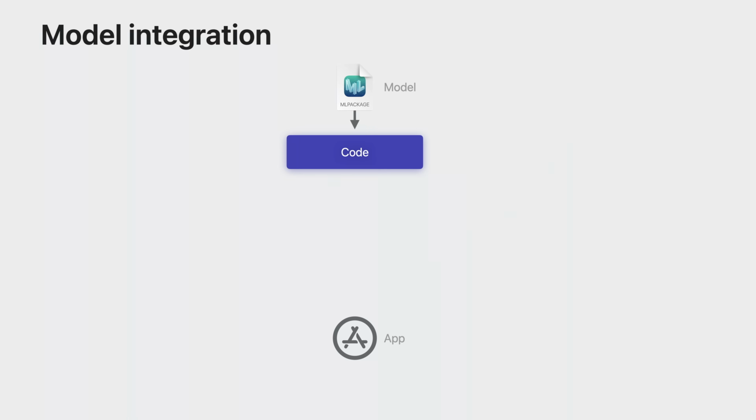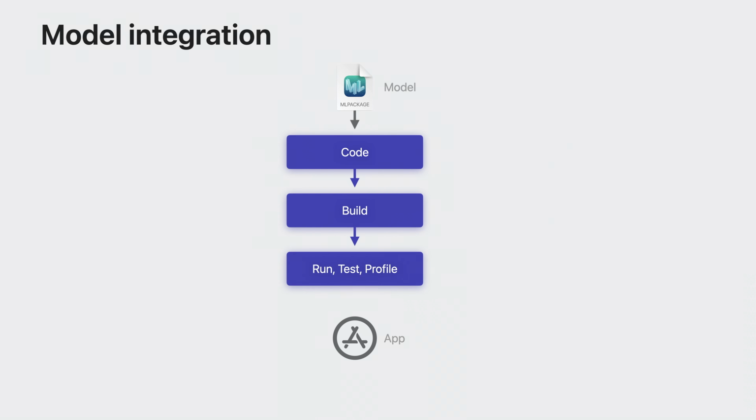You first write the application code to use the model. You have code for where and when to load the model, how to prepare the model's input data, make predictions, and use the results. Then you compile this code along with the model. And third, you test, run, and profile the model running within your app. When it comes to profiling, you may find the CoreML and Neural Engine instruments helpful. This is also an iterative process of design and optimization until you're ready to ship.